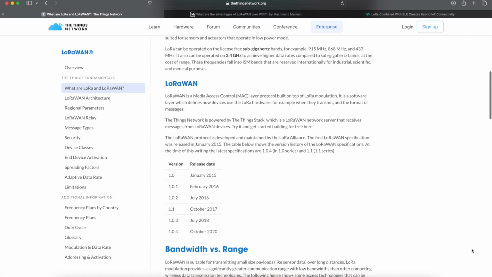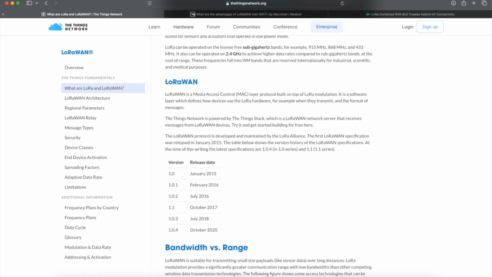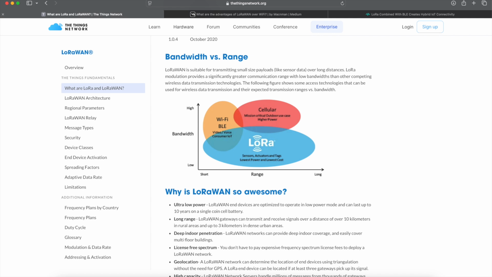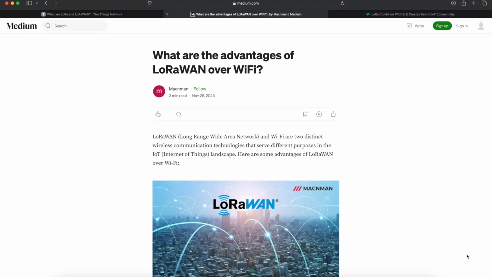Now let's look at LoRaWAN. LoRaWAN is a media access control layer protocol built on top of LoRa modulation. It is a software layer which defines how devices use the LoRa hardware, for example, when they transmit and the format of messages. The Things Network is powered by the Things Stack, which is a LoRaWAN network server that receives messages from LoRaWAN devices. If we scroll down, we can see them talking about bandwidth versus range with this lovely image. Now we're going to go over here and read this article.